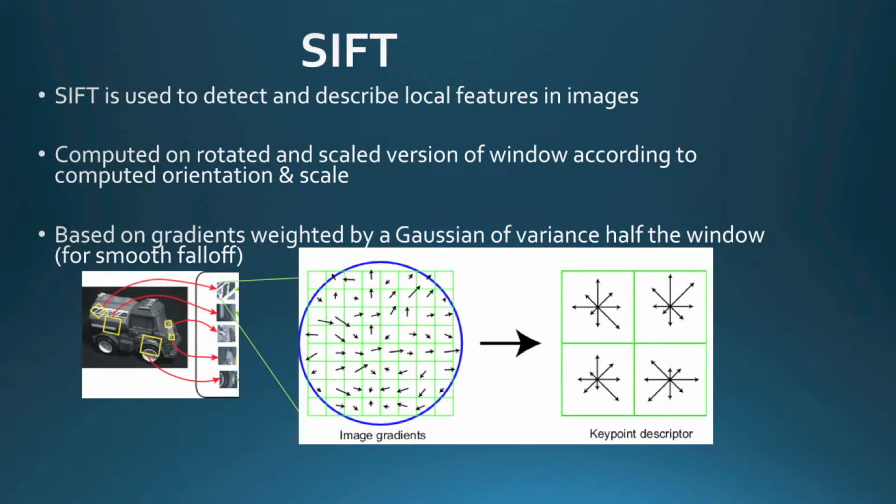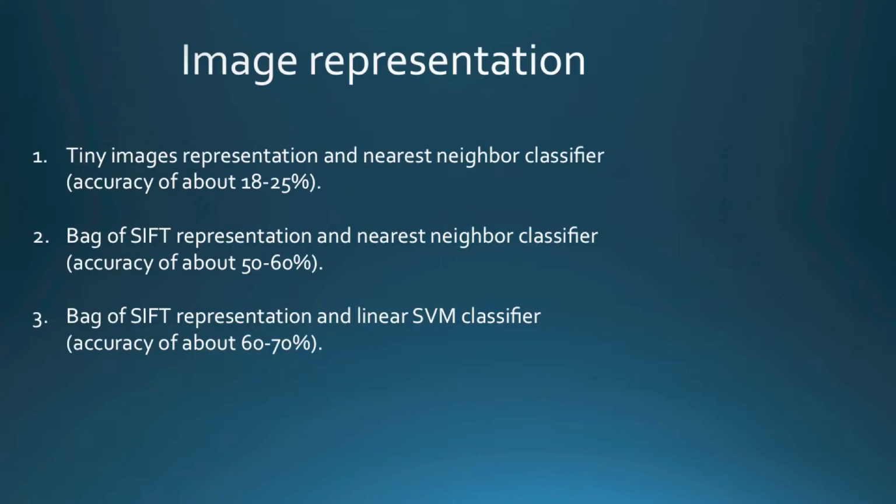SIFT is used to detect and describe local features in images. In the program, for each image, we densely sample many SIFT features, but instead of storing hundreds of descriptors, we simply count how many SIFT descriptors fall into each cluster. In the project, the first method uses tiny image representation, and the second and third use SIFT representation.